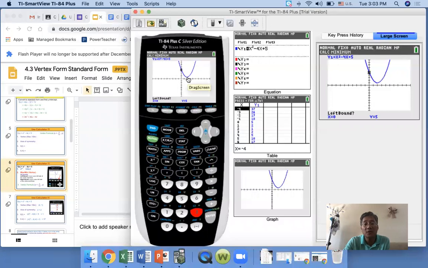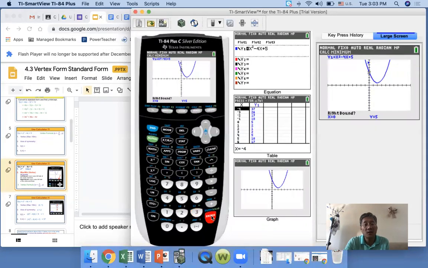You should move your cursor to the left side. Anywhere is okay. Here or here doesn't matter. Anywhere left side of this. So you are already there. Then we enter. Okay, left bound.